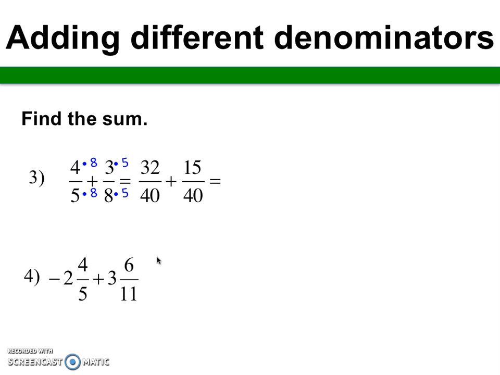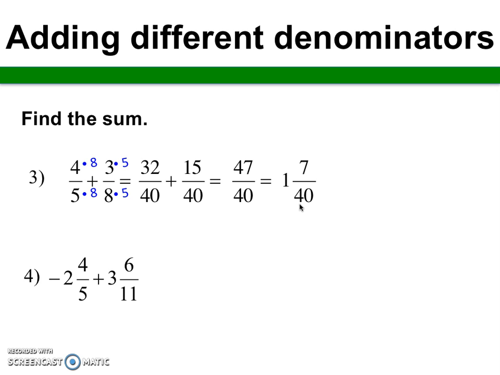Add the numerators, 32 plus 15, and I get 47/40. To simplify that, get it out of improper fraction and into a mixed number, I'm going to have 1, and I have 7 left over, that remainder of 7, so 1 and 7/40. Now I can't simplify that any further. The only thing that goes into 7 is 1 and 7, and 40 is not divisible by 7. So that's my final answer.